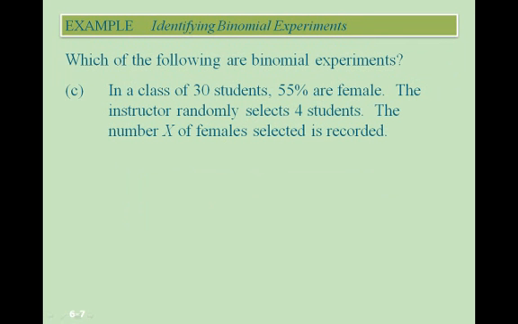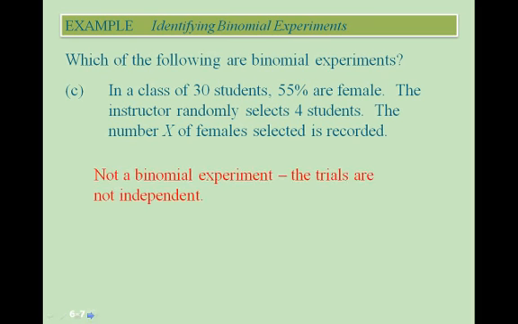In C, we have a class of 30 students where 55% are female. The instructor randomly selects 4 students, and the number X of females selected is recorded. So is this a binomial experiment? This one would not be either, since the trials are not independent. If one of the students selected is female, then that affects the probability that the others will be female, since it affects how many females are left in the room.